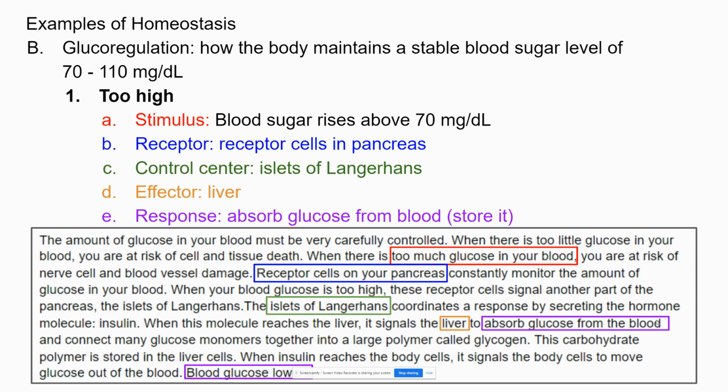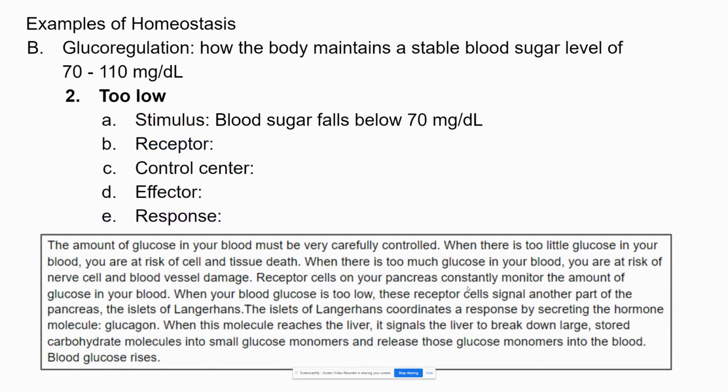So if you got all that on your own, good job. If not, modify your responses. Let's try another one. Still within glucoregulation, but now let's do it again, in this case, too low. Same idea: pause the video, read through this prompt, and identify the pieces that you need for the homeostasis circuit.